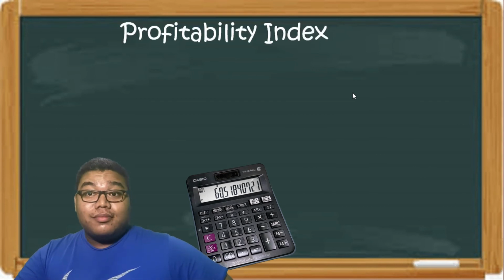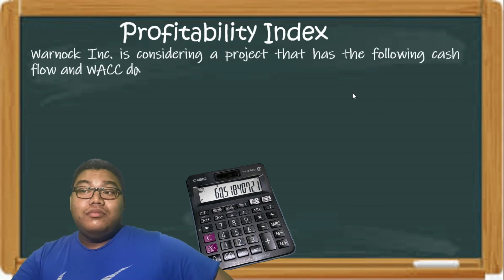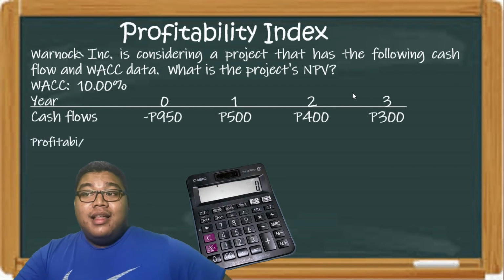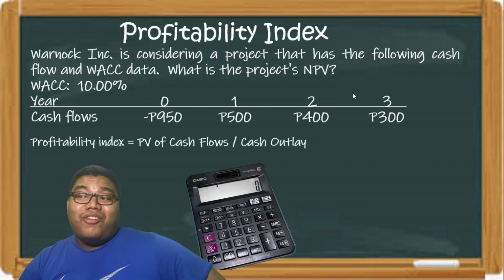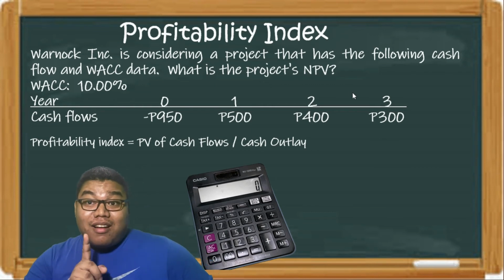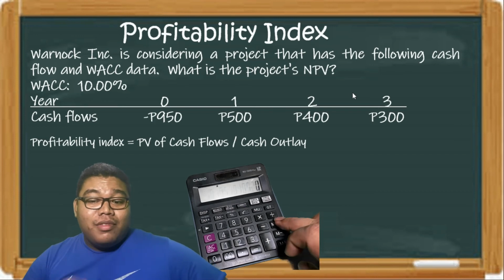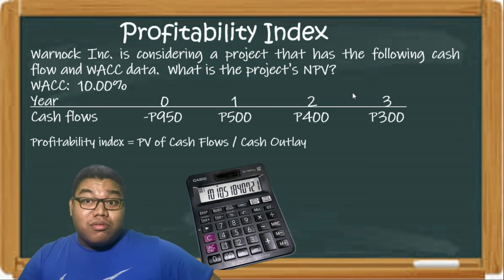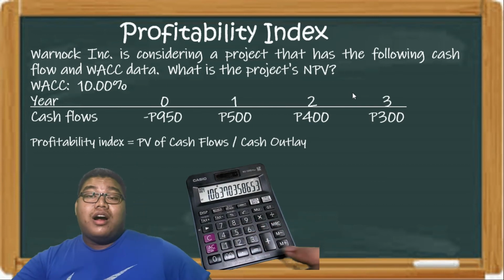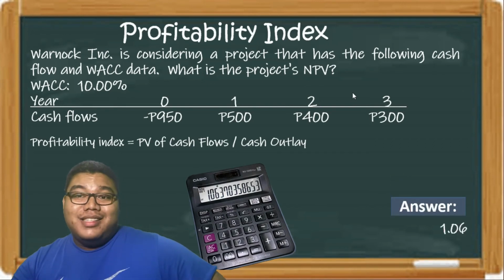Moving forward, we go to Profitability Index. Using the same problem, how do we compute the Profitability Index? That would be PV of cash flows divided by cash outlay. Remember, we have in our calculator the saved value of the present value of inflows. Memory recall, 1010.52 divided by 950. So our profitability index would be 1.06.